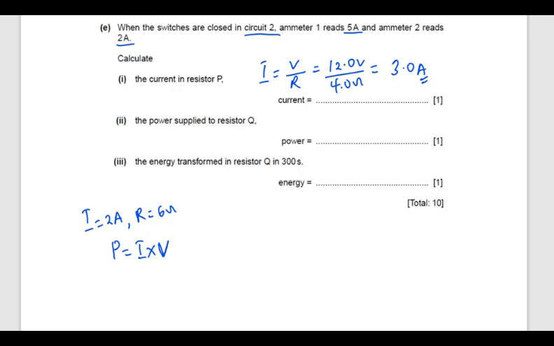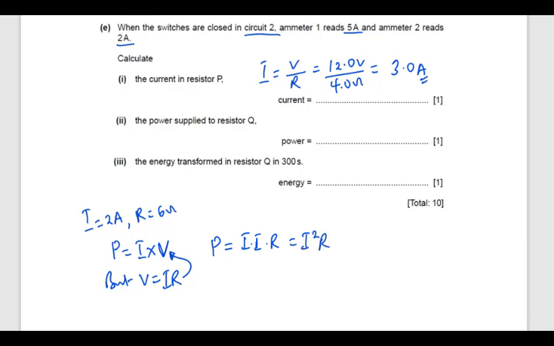But in this case, we are given only current and resistance. That means we can still simplify it. But remember from Ohm's law that voltage equals current multiplied by resistance. So if I put the value of voltage in this formula, we can see that power equals I multiplied by I times R, which is I squared R.